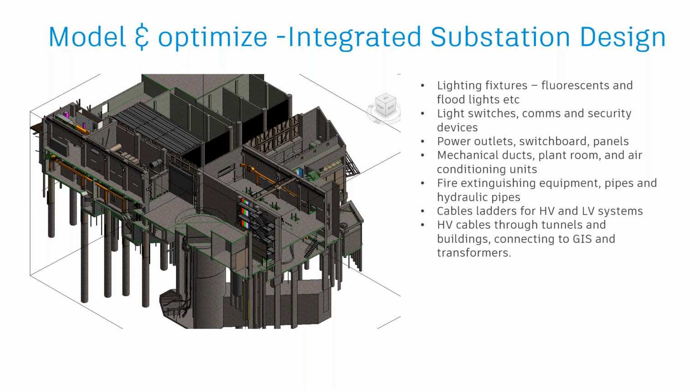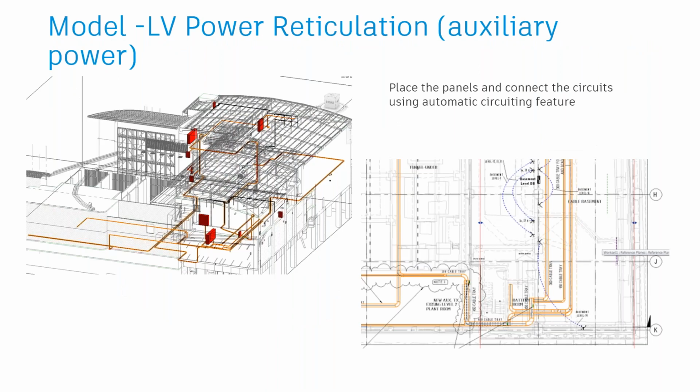And the beauty is you could go into any of the nitty-gritties to model any of this information in our BIM model, starting with the fire extinguishing equipment, to hydraulic pumps, to modeling a cable ladder and classifying cable ladders into different categories. Or routing your cables through tunnels, connecting to the GIS information, connecting to the transformers, etc. So that's another example of utilizing tools like Revit to create an integrated substation design model.